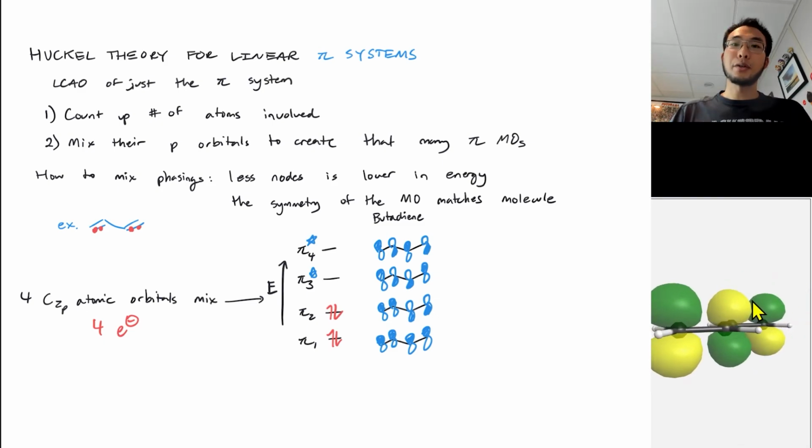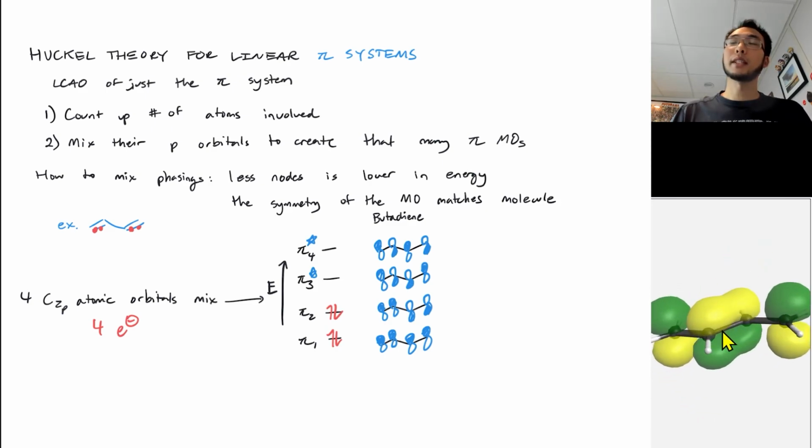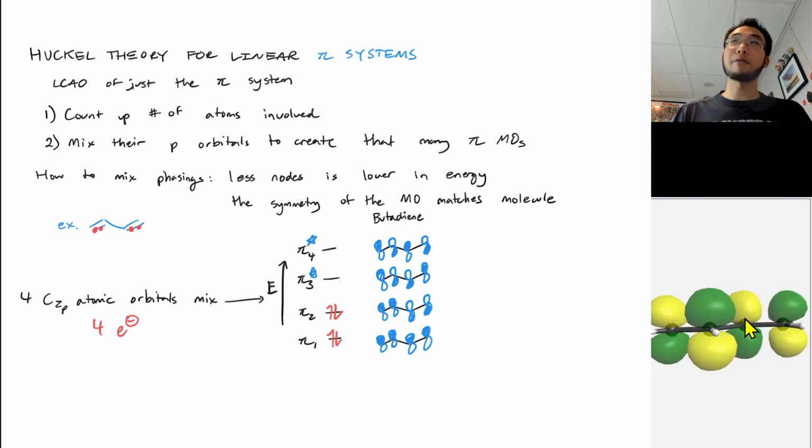Finally, I just want to show you the pi 3, which is unoccupied, so it's in a different color scheme here. But again, you can see where those p orbitals are coming from. And here's the pi 4.